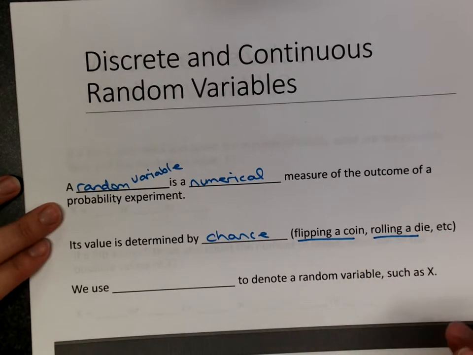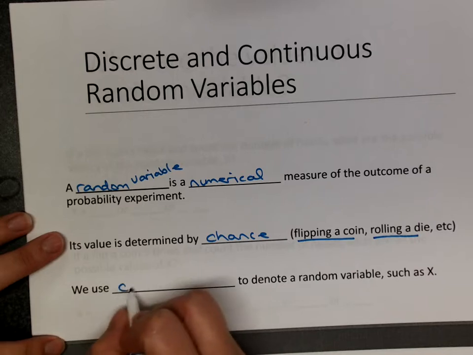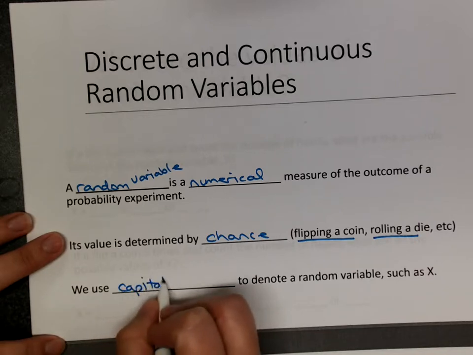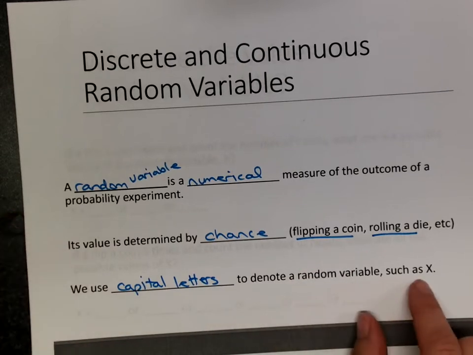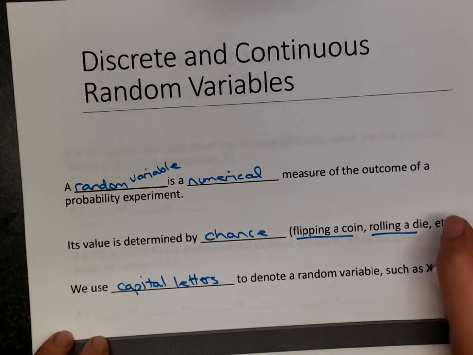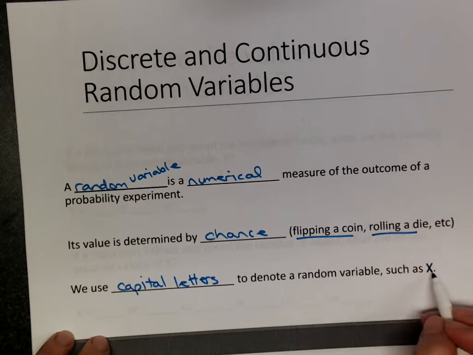random variables. We use capital letters to denote a random variable. It's generally the capital letter X. So X represents the different outcomes of random variables.